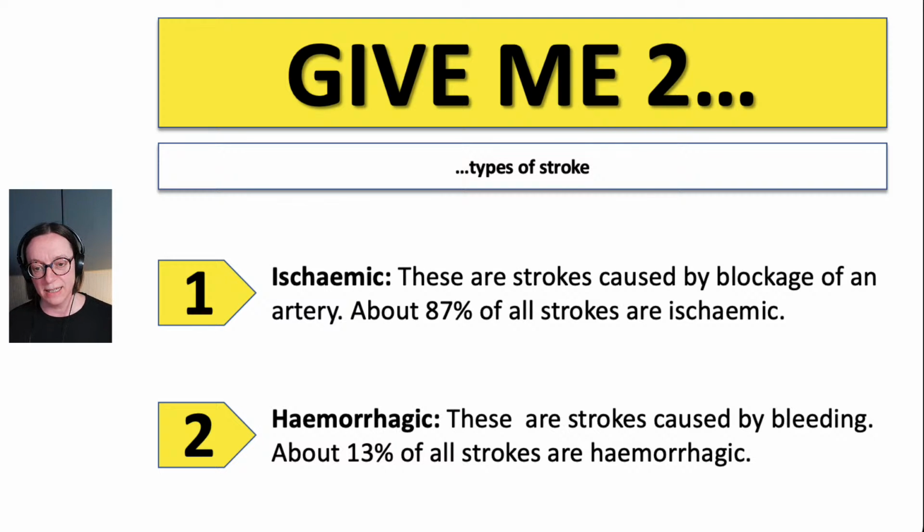These strokes are caused by bleeding, and about 13% of all strokes are hemorrhagic. So hemorrhagic strokes are much less common. Hemorrhagic comes from a word heme, which means blood, and hemorrhage, which means losing blood. So hemorrhagic means something that's characterised by the loss of blood. This can happen when an artery bursts, for example, and then that interrupts the blood flow to the brain. So in a stroke, the blood flow to the brain is compromised in some way, either by a blockage or by a hemorrhage, and that means that oxygen doesn't get to the brain tissue.